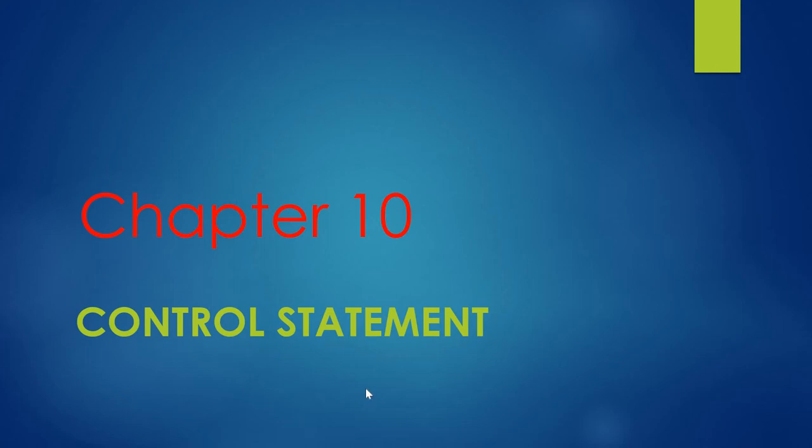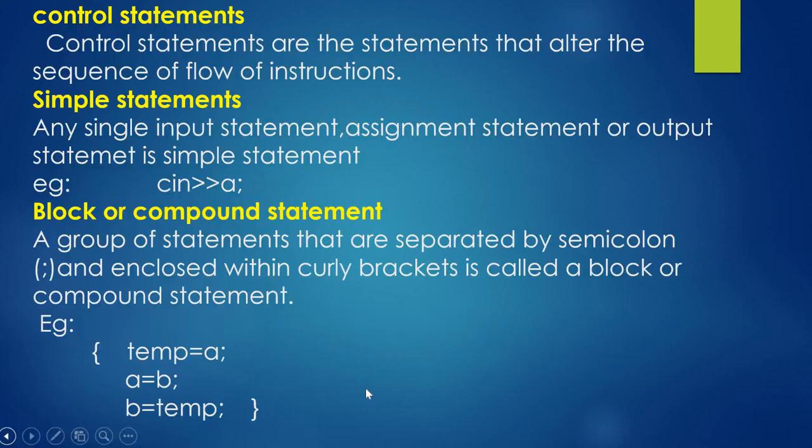Chapter 10, Control Statement. What's a control statement? Control statements are the statements that alter the sequence of flow of instructions. The statements execute sequentially. Suppose there are 5 statements: Statement 1, Statement 2, Statement 3, Statement 4 and Statement 5.